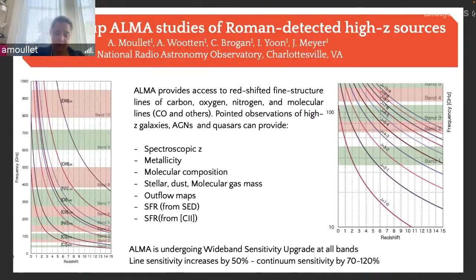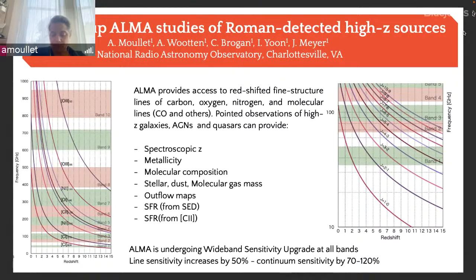From these types of observations, one can get spectroscopic redshifts, metallicity, and molecular compositions. Some outflows can be mapped, and of course mass estimation and star formation rate estimation as well. This poster is mostly to highlight that ALMA is currently undergoing a wideband sensitivity upgrade at all bands that will be completed in almost 10 years from now. This has a direct impact on high-Z research because line sensitivity will increase by 50% at all bands and continuum sensitivity by 70 to 120%.